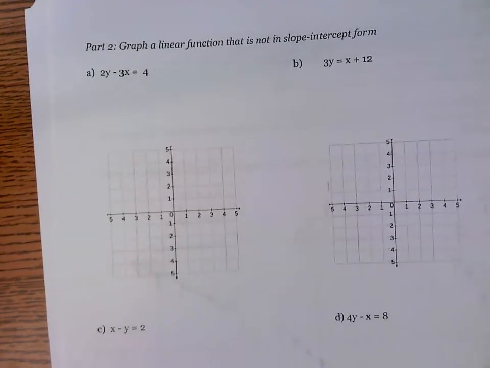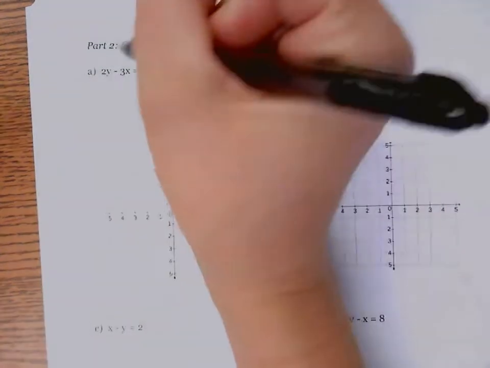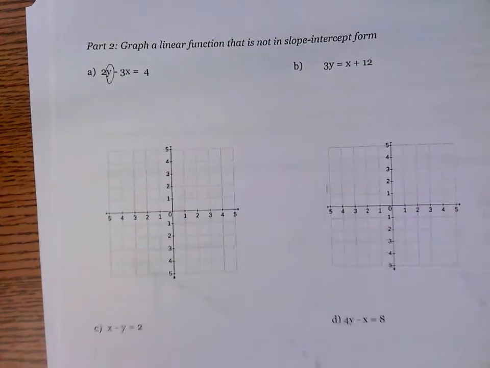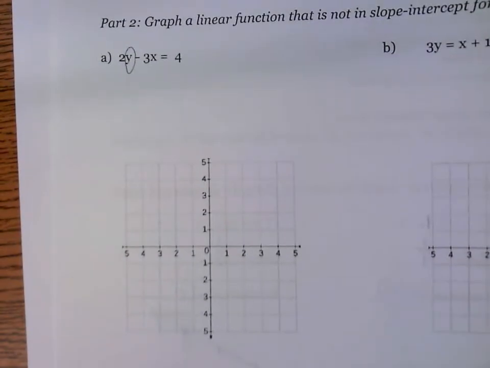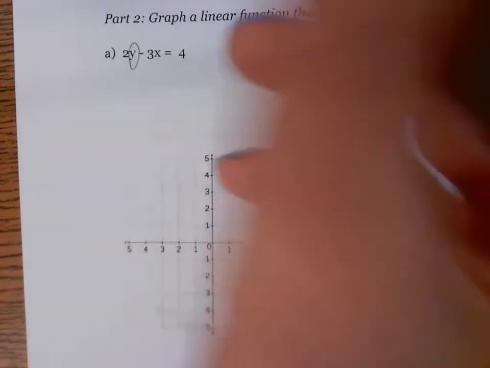So let's do some graphing when it's not in slope-intercept form. All right, well, our goal is to put it in slope-intercept form. So I need to get y by itself, so it's y equals mx plus b. So what would be my first step to get the y by itself? Well, can I move the 3x to the other side? I'm going to move the 3x by adding 3x to both sides.